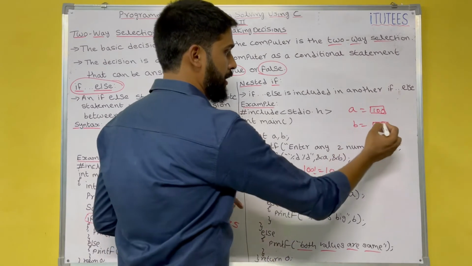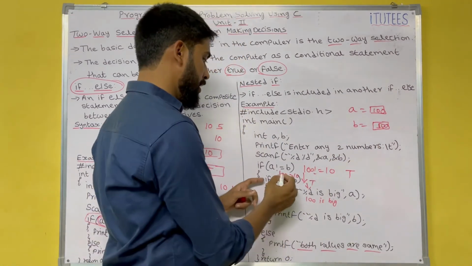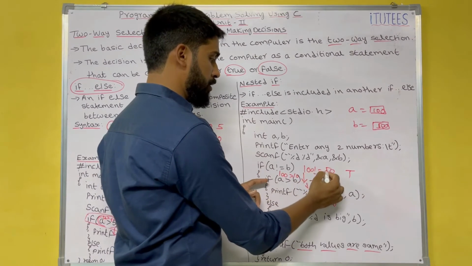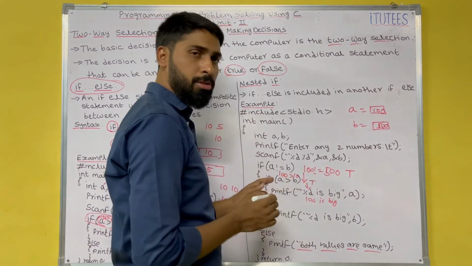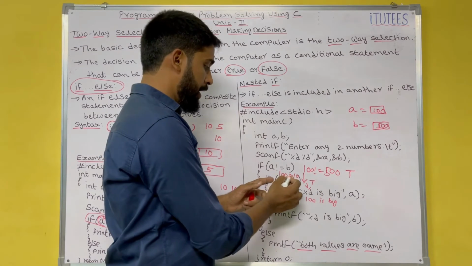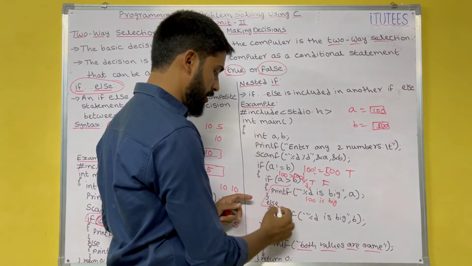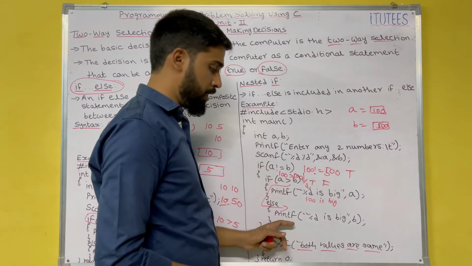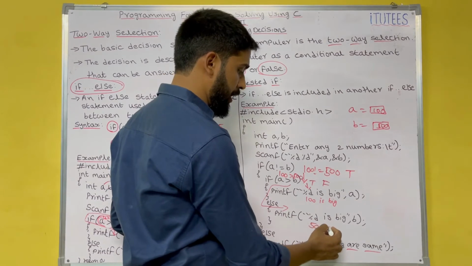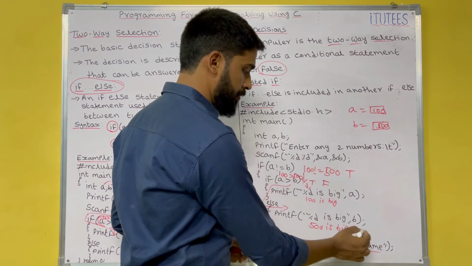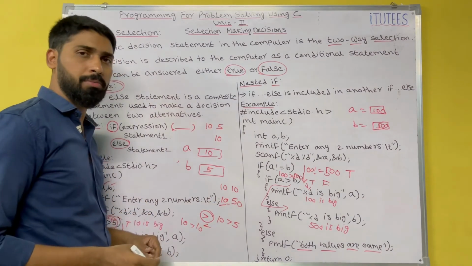Okay, if I enter 100 and 500, now 100 not equals to 500 is true. Again it enters this block, and 100 greater than 500 is false. So in this case you are going to execute the else block. What is in this block? Percentage d is big. So it prints 500 is big. Okay, we will see the exact output when we execute these programs.